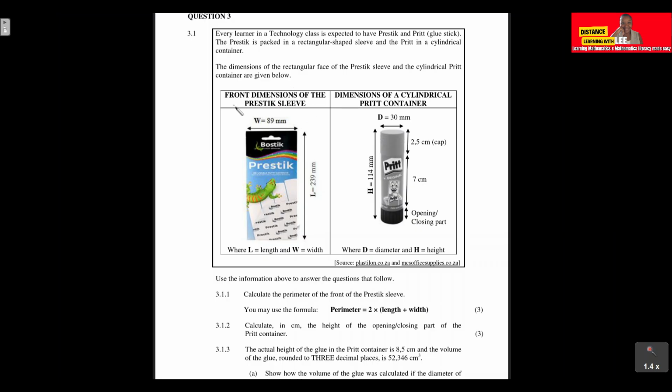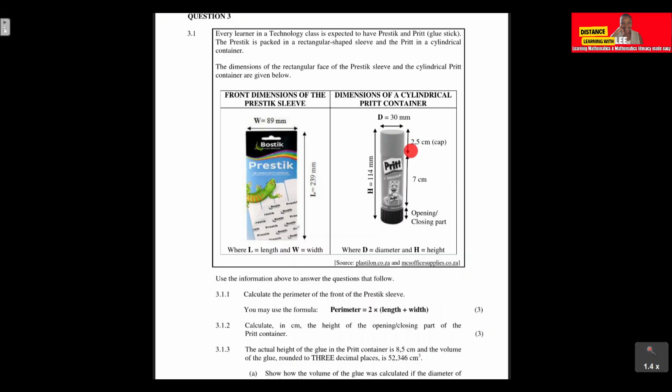So we're given the front dimensions of our press stick sleeve. That is our width, and the width is 89 millimeters, and that is our length. The length is obviously the longest side, and it is 239 millimeters. We're also given the dimensions of our cylindrical Pritt container. We're given the diameter of our lid, which is 30 millimeters. Then we're also given the height of our Pritt, which is 114 millimeters.